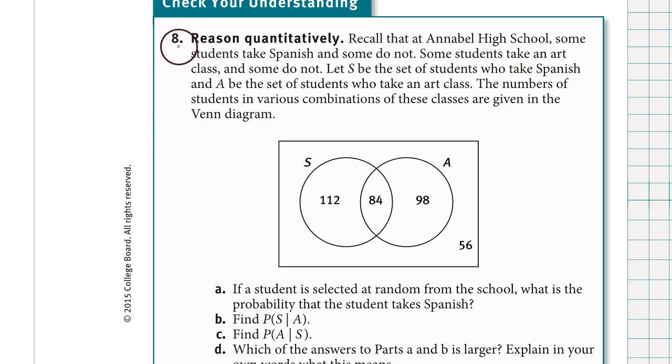Now go to the check your understanding number 8. Recall that in a previous lesson we discussed Annabelle High School and students taking Spanish, and some don't have Spanish. Some have art, some don't. Let S be the Spanish students, A be the art class. The numbers are shown in the diagram.